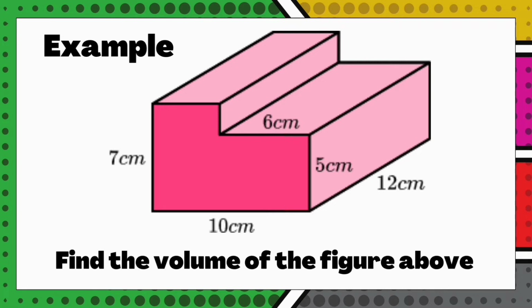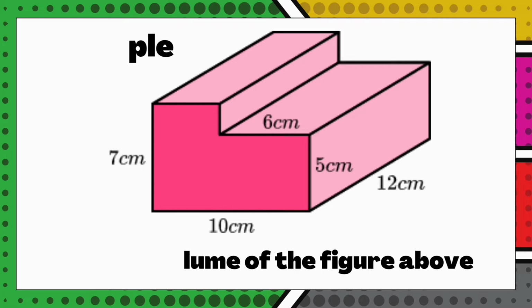Let's take this example. Find the volume of the prism that you see on the screen. It is a prism because it has a uniform cross section, and it has a depth.